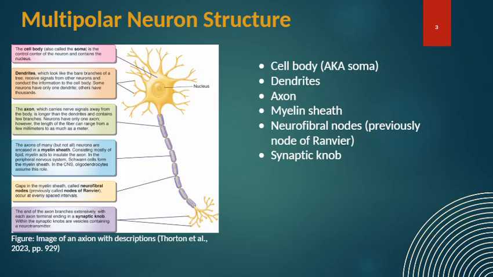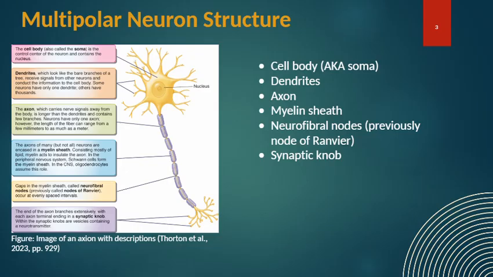The dendrites are the branch-like extensions coming off the cell body. Their job is to receive incoming signals from other neurons. These signals are always carried toward the cell body. Some neurons have just a few dendrites, while others have hundreds or thousands, depending on how much information they process.